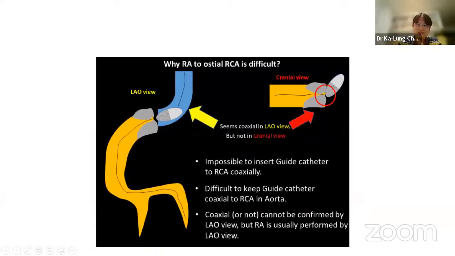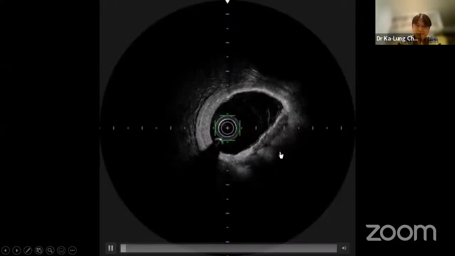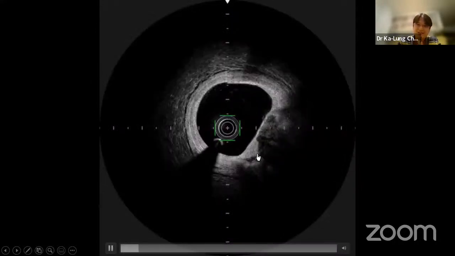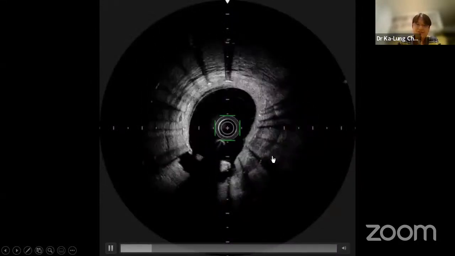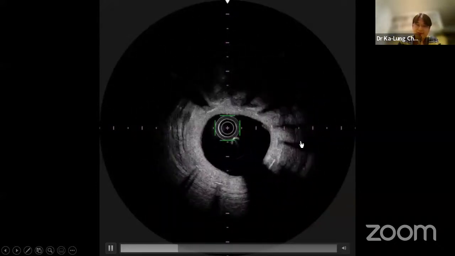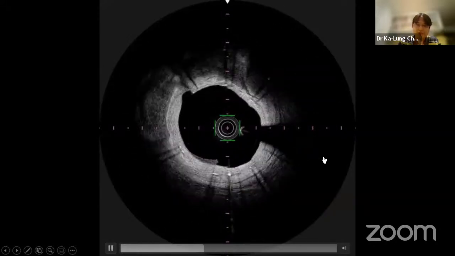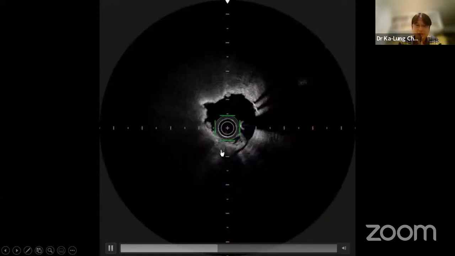The difficulty in doing the ostial rotablation is to coaxial your guide, which is usually not the LL view, but rather the RL view. Some operators may use the LL cranial view. So this is the OCT. This is the OFDI, so you can see it's heavily calcified. There's a stent here and a heavily calcified plaque, and because of the stent under-expansion, this patient has in-stent restenosis.